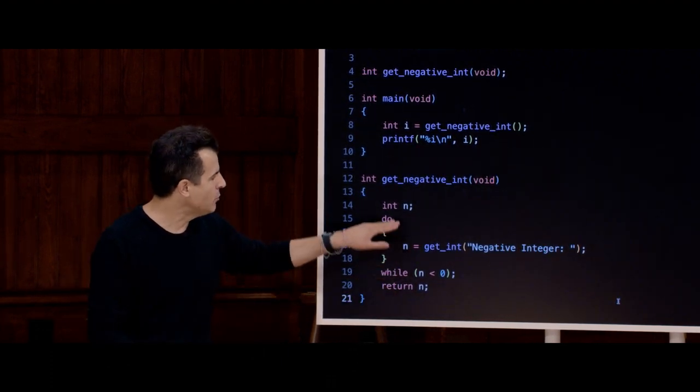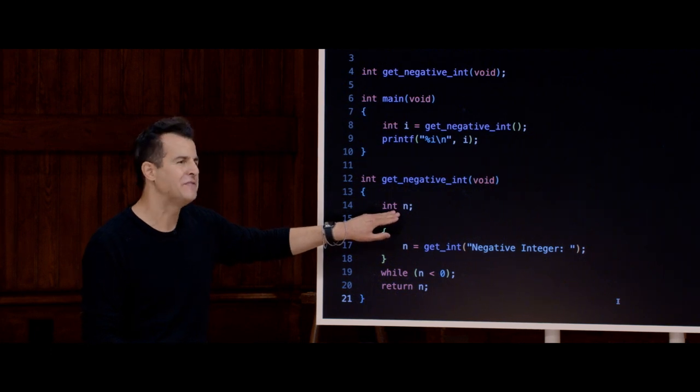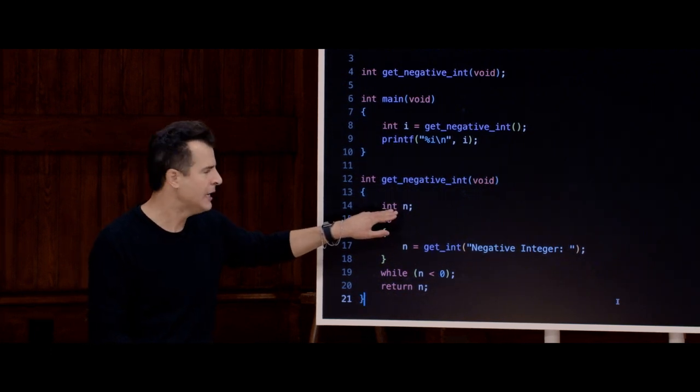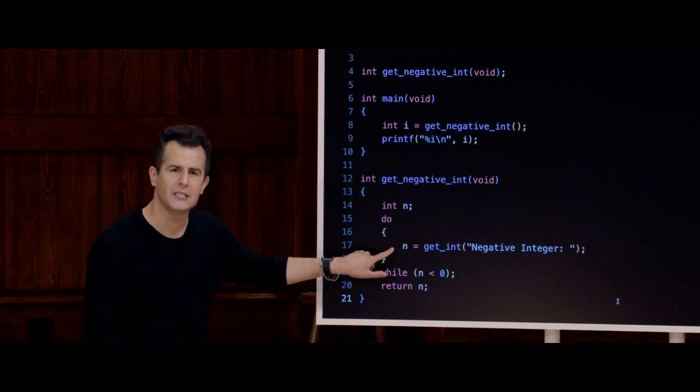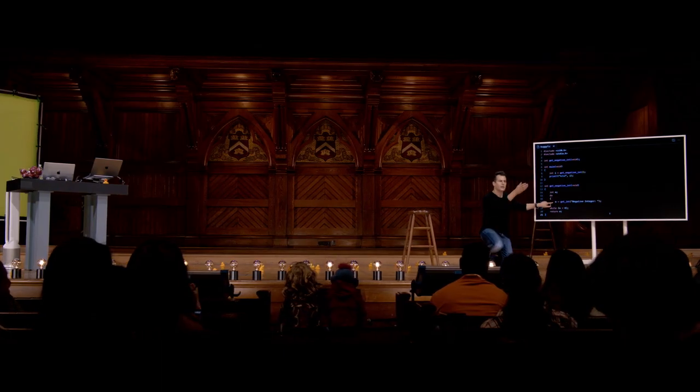And there's some subtleties. Anyone recall or have an intuition for why I've declared n on line 14 instead of on line 17? This is a C-specific thing.